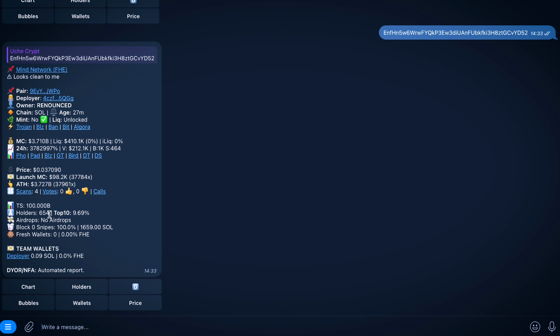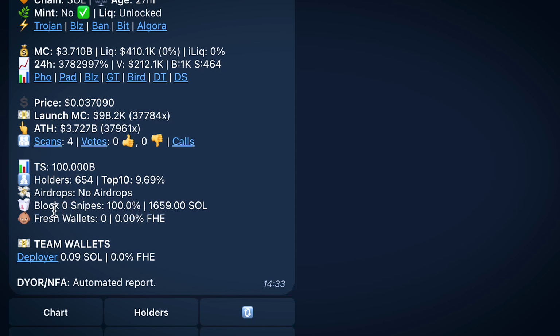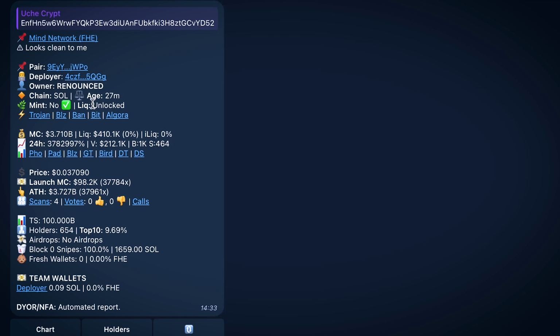And when you look at the holders, these are the holders over here. You can see block 0 snipes 100%. They actually sniped all the coin, like they bought every single thing with 1,659 Solana. That is the total amount of money they used to buy this. So these guys are probably targeting a few thousands of dollars as profit, because the moment they sell everything, this coin goes to 0 instantly and nobody is able to sell again. Now, even if liquidity is locked, this right here should be a red flag for you.